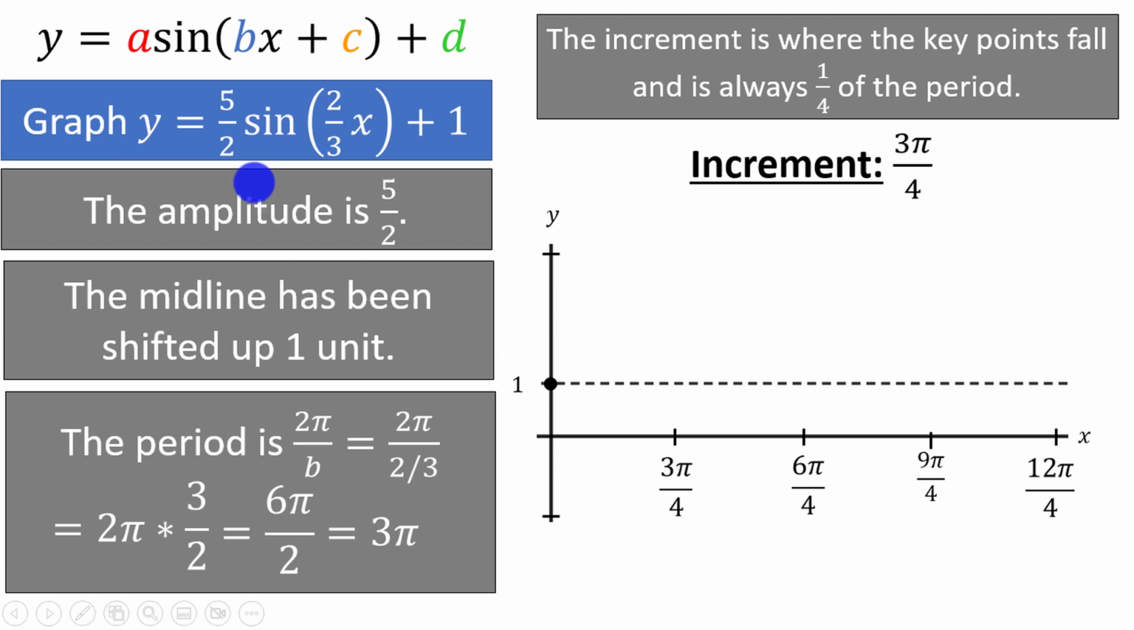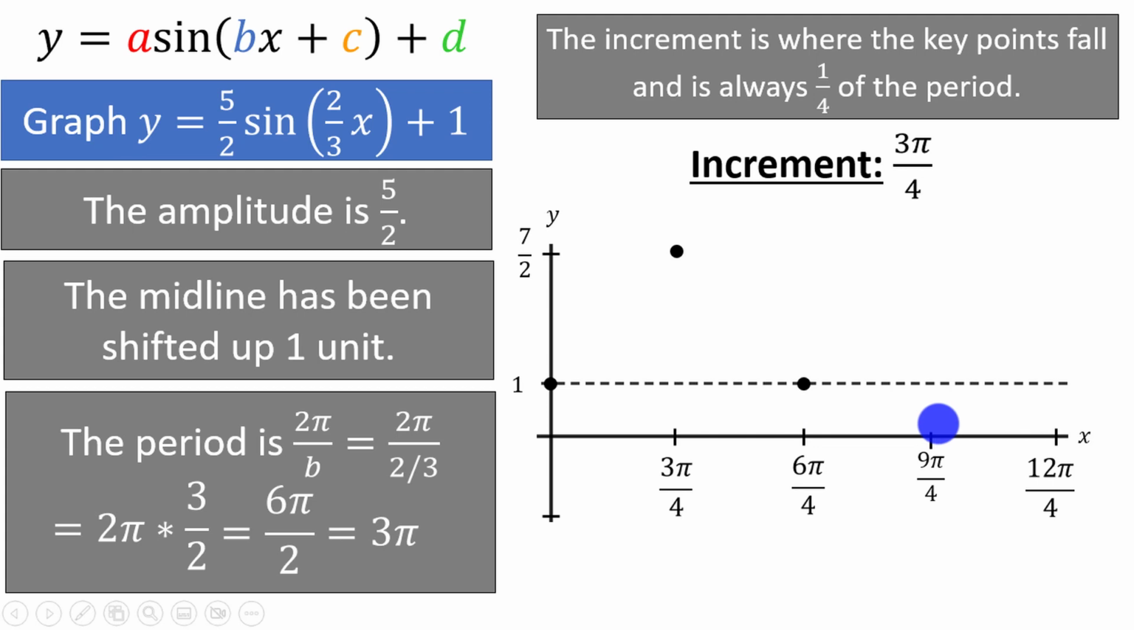The maximum will be 5/2 units above the midline. 5/2 plus 1 is going to be 7/2. So at 3 pi over 4, we will be up to 7/2. Then at 6 pi over 4, we will be back to the midline of 1. So we have the point 6 pi over 4, 1 on the graph.